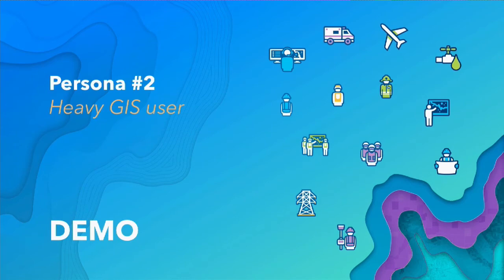So now we're going to jump into the second group, the heavy GIS user. And as you'll recall, this is the type of group that typically falls more into the utilities or public safety or command and control centers, defense, those types of more traditional GIS markets that we think of. So we'll jump back to Mike then to give that demo.